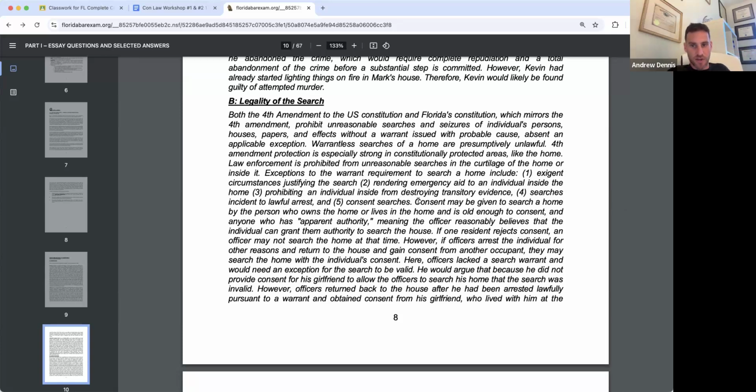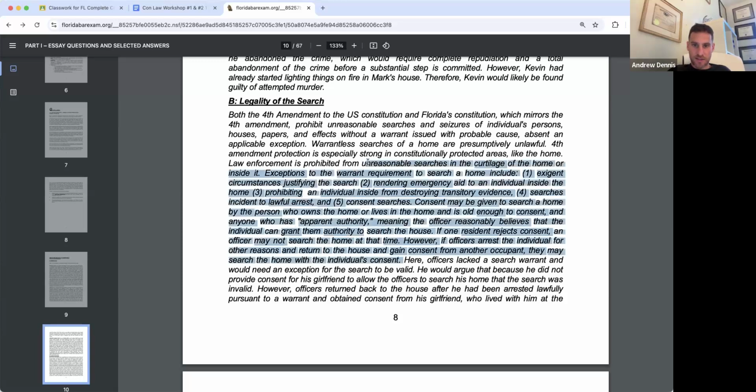That's what I kind of use spaces for. Consent may be given to search a home by the person who owns the home or lives in the home or is old enough to consent, and anyone who has apparent authority, meaning the officer reasonably believes that the individual can grant them authority to search the house. If one resident rejects consent, an officer may not search the home at that time. However, if officers arrest the individual for other reasons and return to the house and gain consent from another occupant, they may search the home with that occupant's consent.